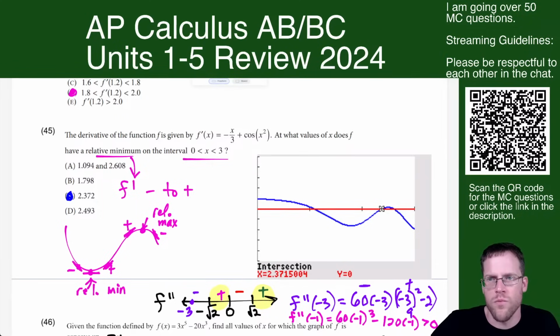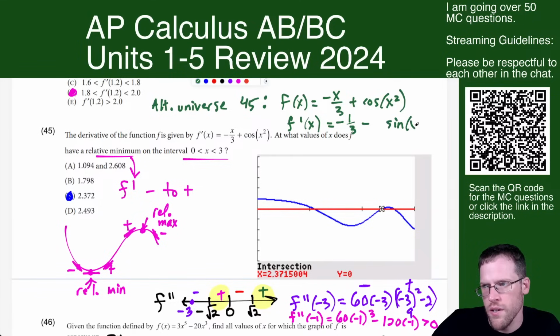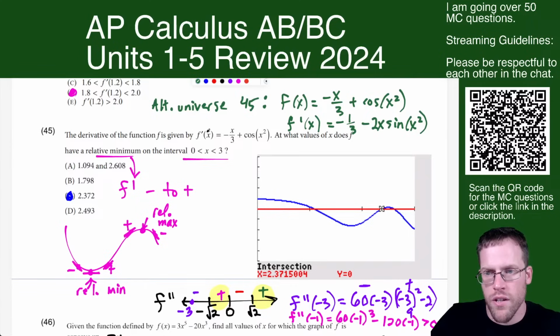Michael, if this was a different question, an alternate universe 45, and they said f of x equals negative x over 3 plus cosine of x squared, then you would derive first. And the calculator would do it for you. But if we did it, that would be negative 1/3, and then this would be minus sine of x squared. That's the derivative of the outside. The derivative of the inside is 2x. And then we would look for the sign change from minus to plus here. But they already started us at f prime, so that's why we could just jump right into it.